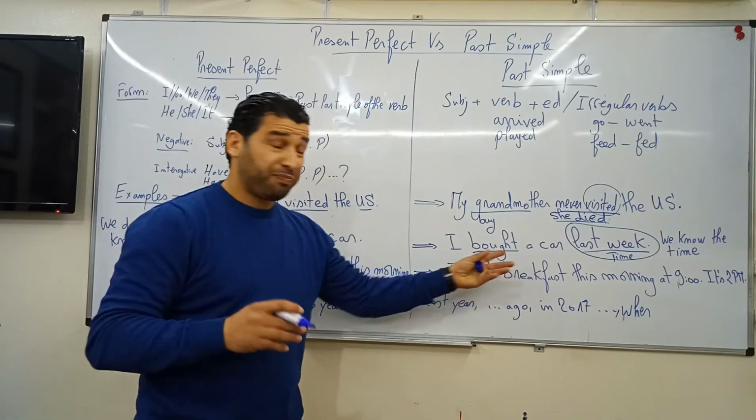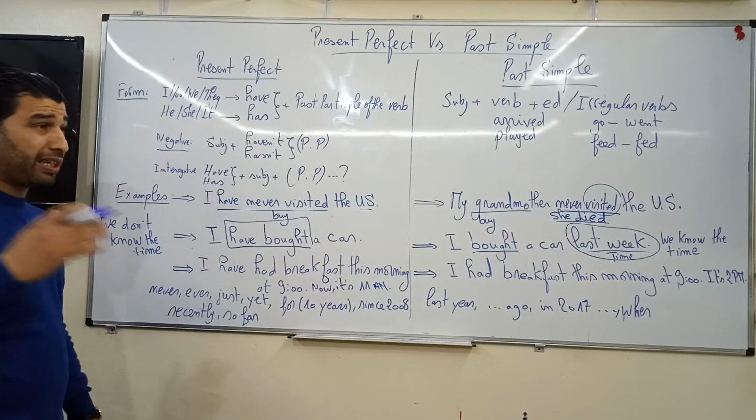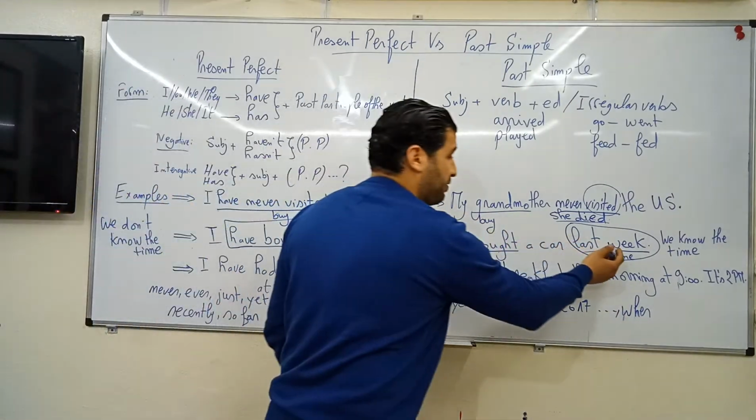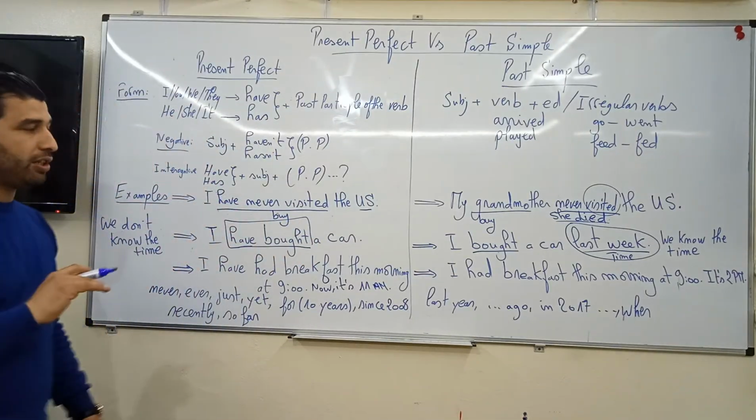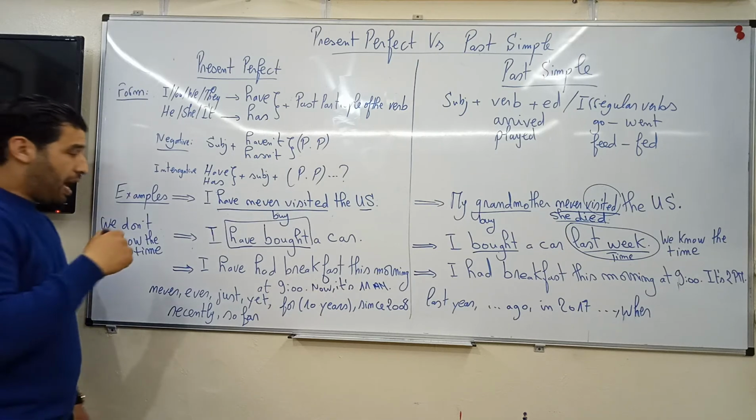But simple past, in most cases, is used with indications of time of the past. It means we know when the action happened. Right, good.